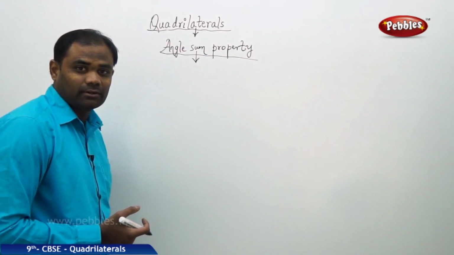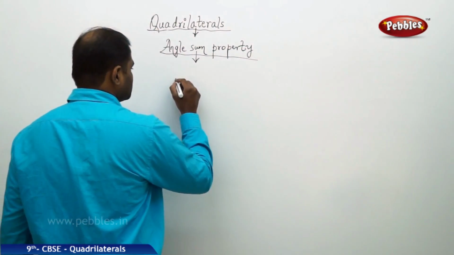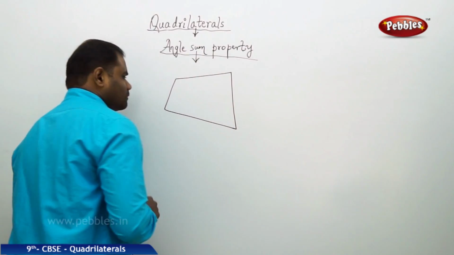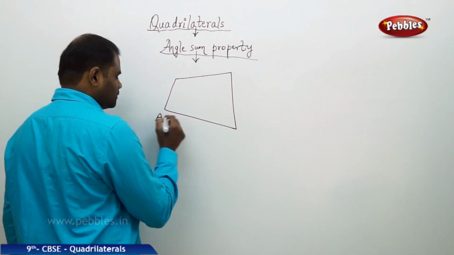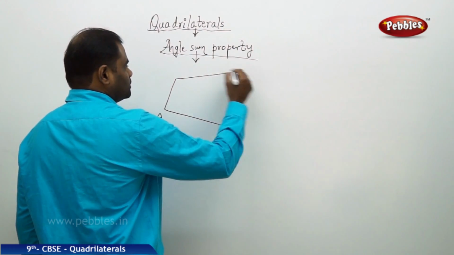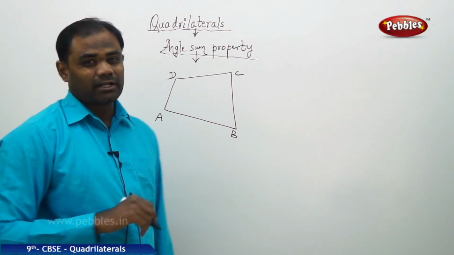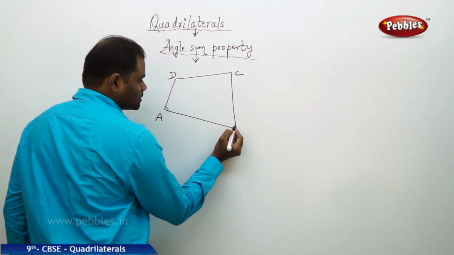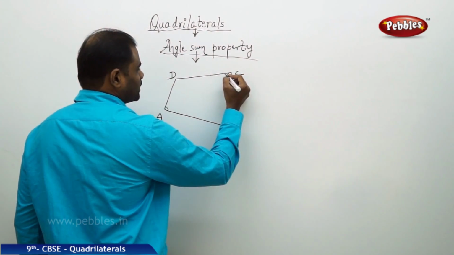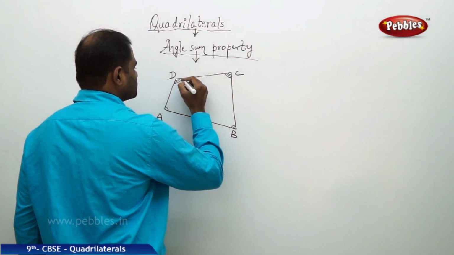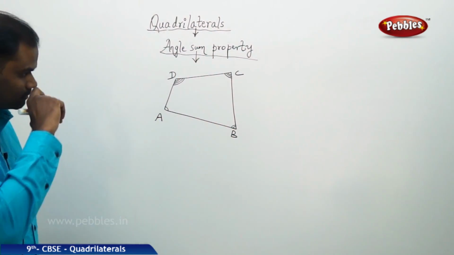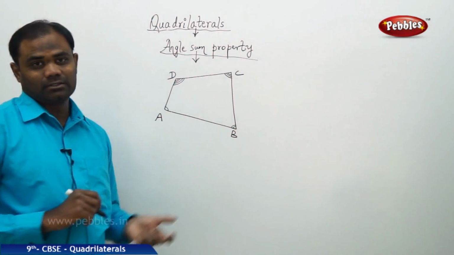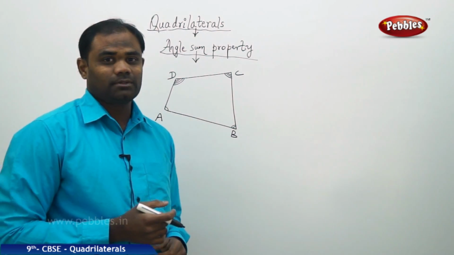What would be the possible value when I take all the four angles and add them up? So let's take a quadrilateral ABCD. So here I have A, B, C, D, which is a four-sided closed figure, a quadrilateral. This is angle A, this is angle B, this is angle C, and this is angle D. So here I have four angles: angle A, angle B, angle C, and angle D. Let's sum up to see the property.